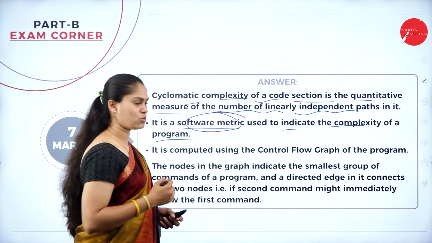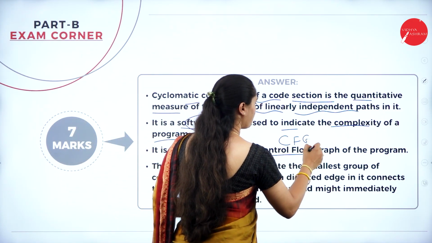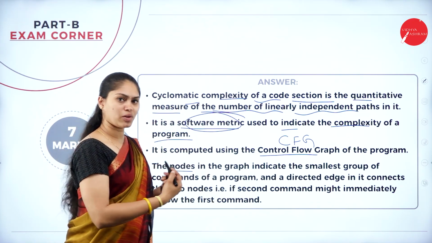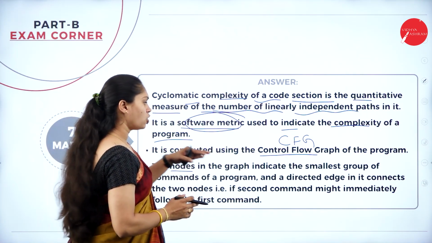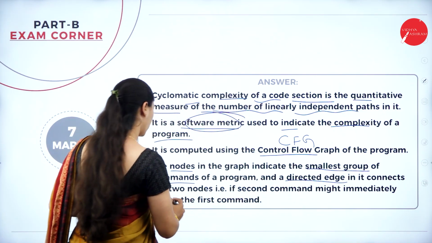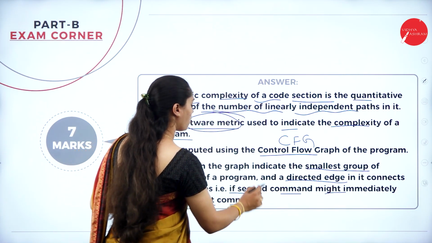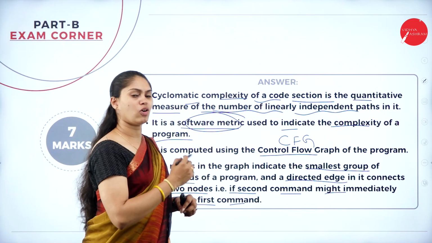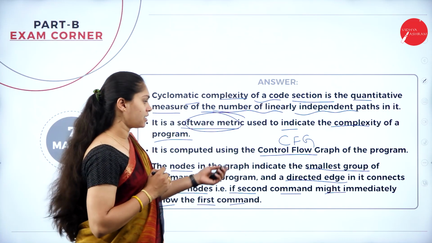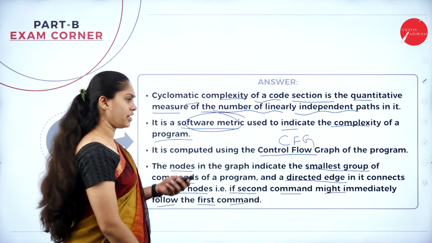So how are we going to compute it? With the help of the control flow graph or CFG of a program. When it comes to the graph, we have nodes, and how are we going to connect the nodes? With the edges. Nodes indicate the smallest group of commands, and the directed edge will connect two nodes. If the second command might immediately follow the first command, or we want to make a communication between different nodes, there we have a directed edge or a directed link which creates a relationship between the different nodes.